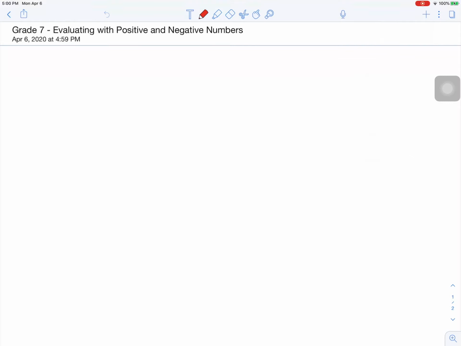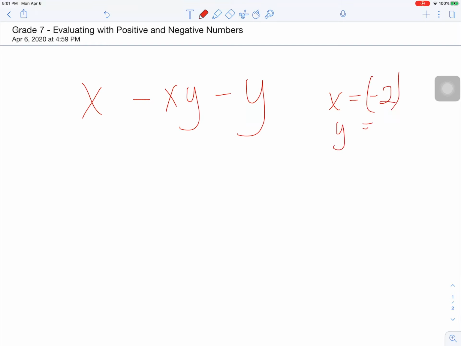All right, grade 7, we're going to go through lesson 91. I'm going to go through example 1 and example 2 just to kind of give you an idea how this works. We're working with positive and negative numbers. And so we have x subtract xy subtract y. And it's saying that we should make our x equal negative 2 and our y equal negative 3. So let's substitute those numbers in just to see how it works.